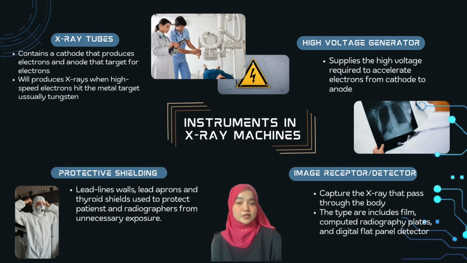Lastly is the image receptor or detector. This part captures the X-rays after they pass through the body. The types used can be film, computed radiography plates, or digital flat panel detectors. All these parts work together to make the X-ray machine work safely and effectively.